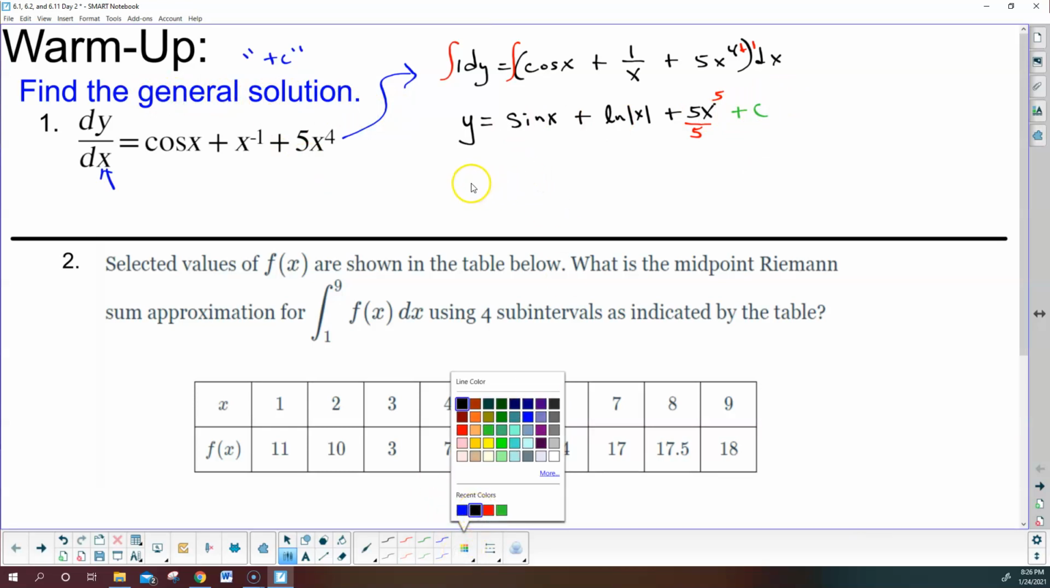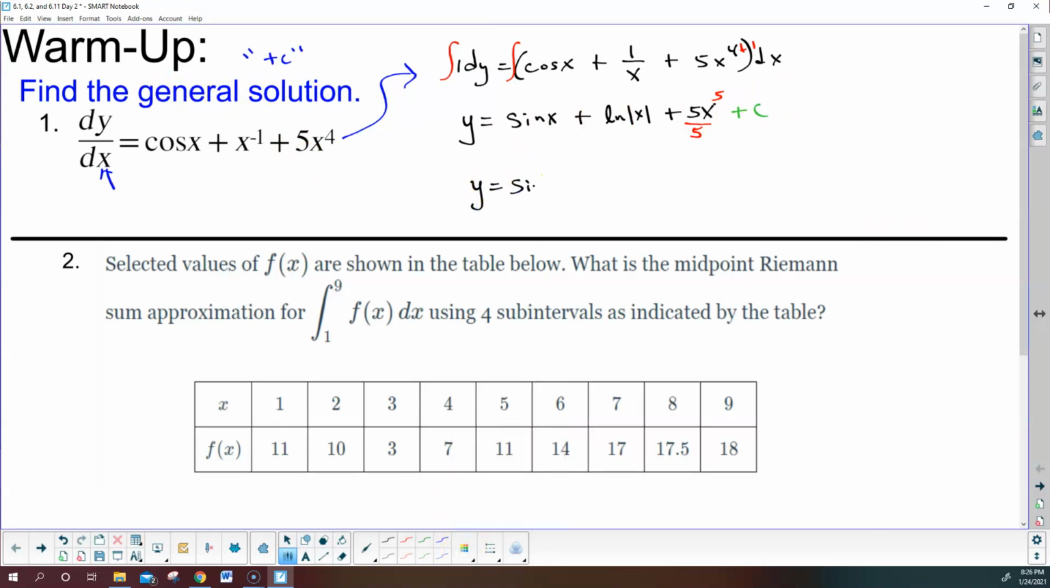Now, the last thing you could do is you could clean this up a little bit just by saying the 5's reduce out. And if they ever ask you to verify your solution, what you can do is take the derivative of each one of these pieces, and you should get right back to where you started. Okay? All right, so that's the first one.